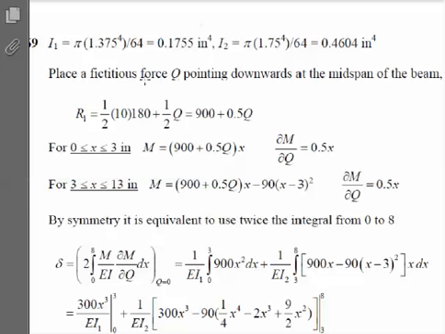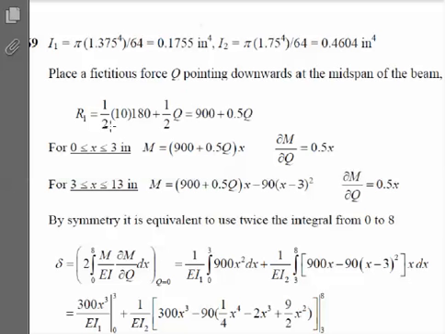We do place a fictitious force Q pointing downward at the midspan of the beam. And when we do our statics, the reaction at both the left and the right must be the same. So the reaction on the left is half the total distributed load. We have a distributed load of 180 pounds per inch times a span of 10 inches, but we divide by 2. That gives us a reaction piece of 900 right here. And then R1 also has to carry half of Q, Q over 2.